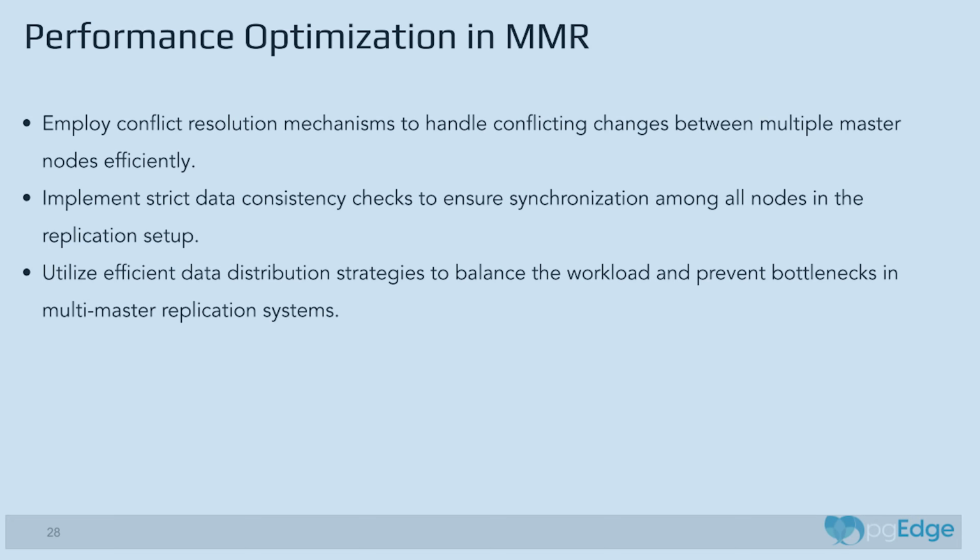Performance optimization. Definitely in performance optimization, conflict resolution is the main item. If it takes time or has a problem, the performance suffers. Implement strict data consistency checks. Definitely utilize efficient data distribution. That's most important: your strategy for where your write nodes go.